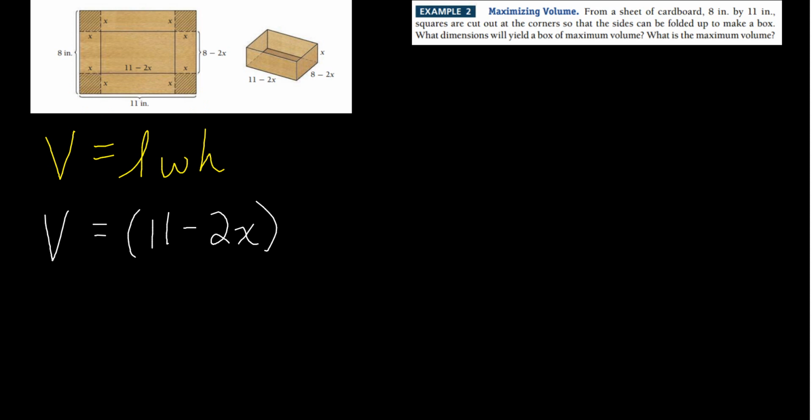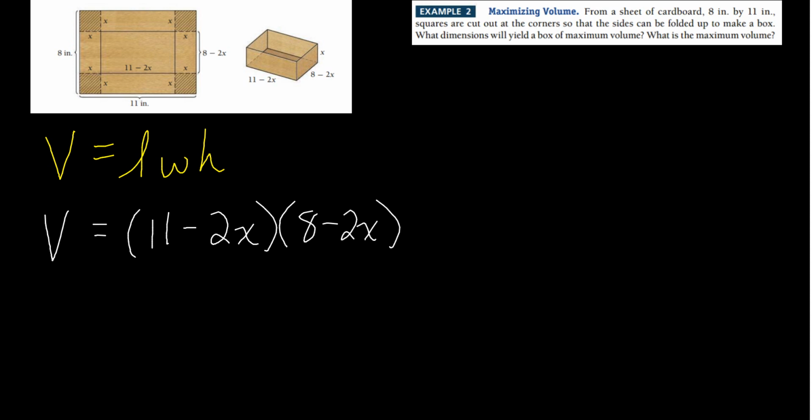My width is going to operate in the same way. Looking at this, we know that it is 8 inches long, but again, we have 2 cuts out of that 8 inches. We don't know how long they are. We just know they're x units long, and we know that there are 2 of them. So we would say 8 minus 2x.